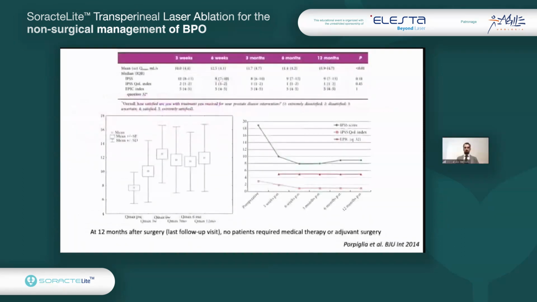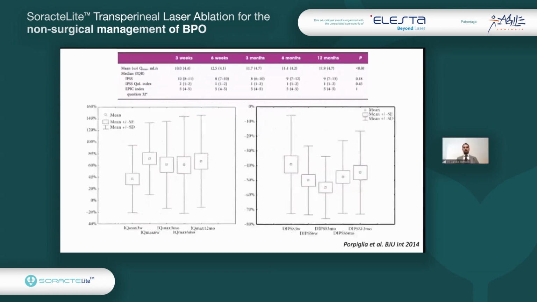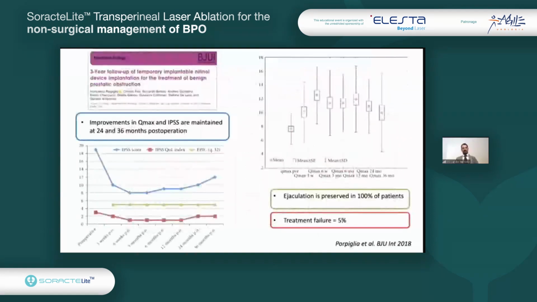The urological point of view of this cohort was pretty good, because the patients improved in all the IPSS, the quality of life, and the maximum urinary flow rate. You can see around 100% improvement in the Qmax and 50% reduction in the patient-reported outcomes. The cohort was followed up till 3 years.